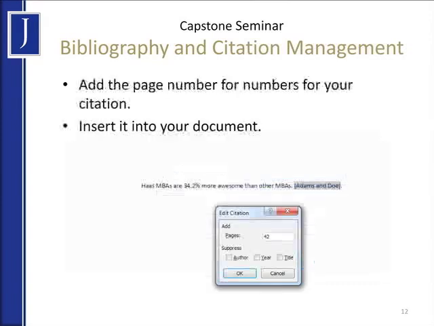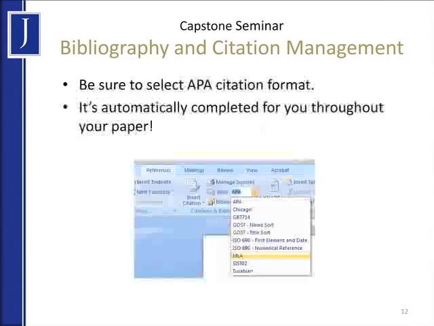When you have identified the information about the source that you wish to cite, you add the page number or numbers that you're specifically citing and insert it in your document. Based upon the particular type of citation format you've requested, it will be inserted automatically. Be sure for your capstone project to select the APA citation format. Then all of your citations are automatically completed for you throughout your paper.